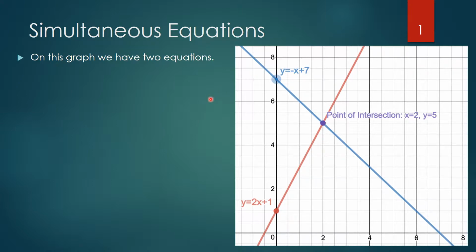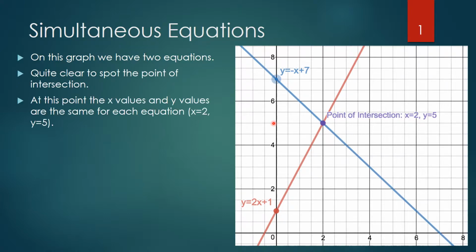You also will note on the graph I've marked the point of intersection. We can see it's where these two lines cross over. You can see it cross over when x is 2 and y is 5. So that is the intersection of these two graphs. It's quite clear to spot this point of intersection at 2 and 5, and it's quite easy to read off the graph.